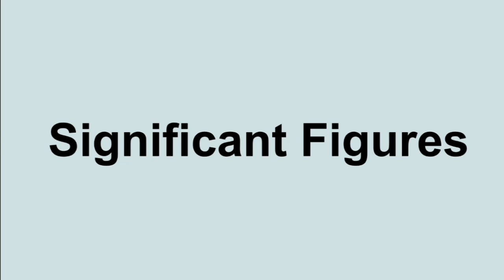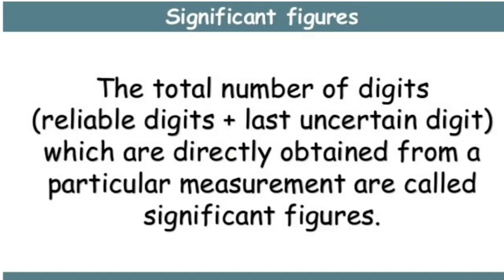What do you mean by significant figures? See, all these things come in measurement. So in a measurement, total number of digits, that is reliable digits and last uncertain digit, which are directly obtained from a particular measurement, are called significant figures. So what we mean by reliable digits and uncertain digit, let's discuss.